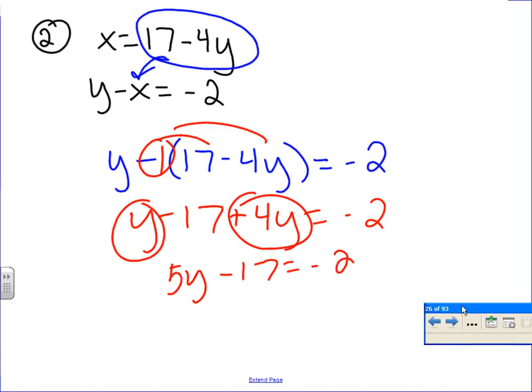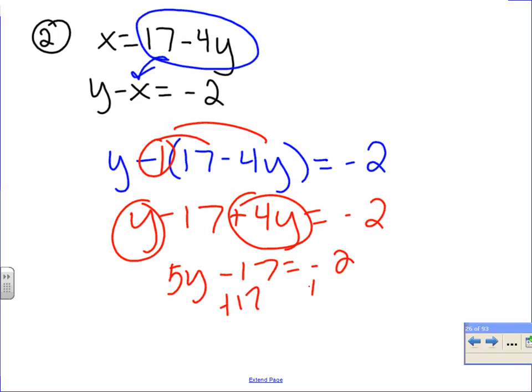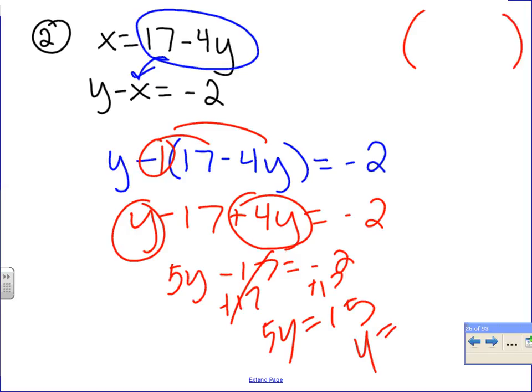You're now just down to a two-step equation. So I know some of you guys are already done. Add 17 to both sides. So we get 5y equals 15. Heather, what did you get for y? Y equals 3. So your y is positive 3. Write that as an ordered pair.